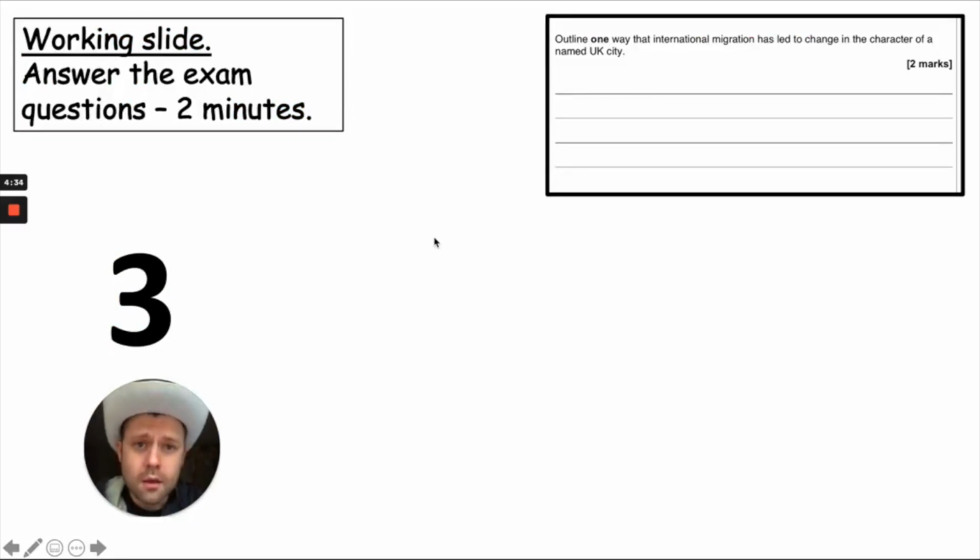Now, this question, again, it's another outline question. Don't worry, we've got some bigger questions coming up. I know you're desperate to answer a 9 or 12 marker. But it says, outline one way that international migration has led to change in the character of a named UK city. Because it's international, I would latch on to one of those examples that I've just given, and how has it changed the character of the city? This is a 2-minute exam question. So as soon as you start, pause this video for 2 minutes and then we'll go to the assessment phase.